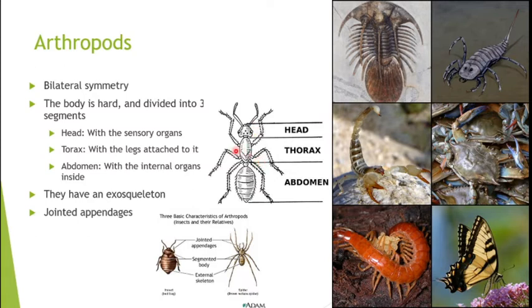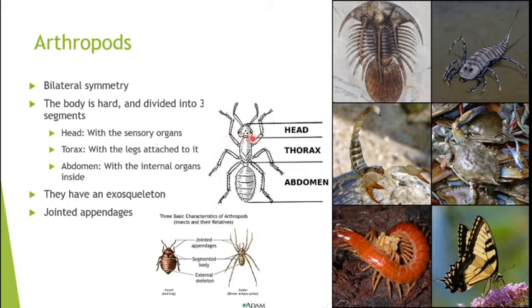So we've got the head, which has the sensory organs: eyes, and they've got antennas. They've got a thorax where the legs come out. The legs are attached to the thorax. On some occasions they can have wings as well attached to the thorax, and then we've got the abdomen, where most of the internal organs are found. The thing is that in the different groups, these segments can join or not.